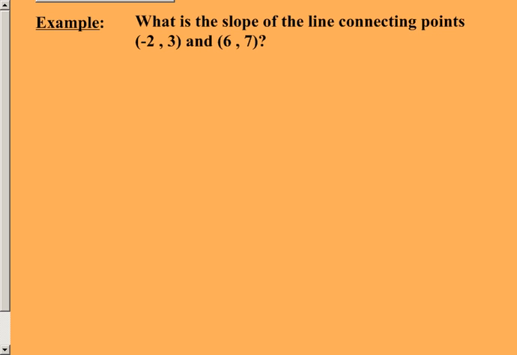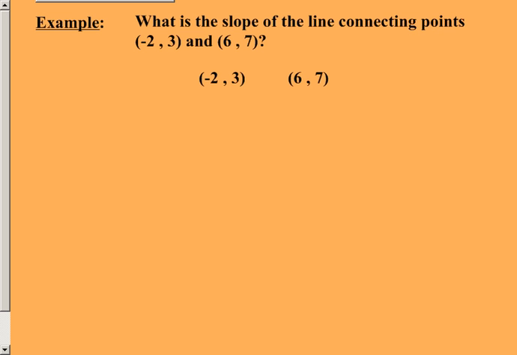Okay, now let's look at the calculations here. The calculations are not very difficult. There's just a lot of information that we had to cover before we could get to the calculation. So what is the slope of the line connecting points -2, 3 and 6, 7? We are going to employ the same strategies that we have all along in this part of this unit. The first thing we are going to do is take our 2 points, -2, 3 and 6, 7, and label them.